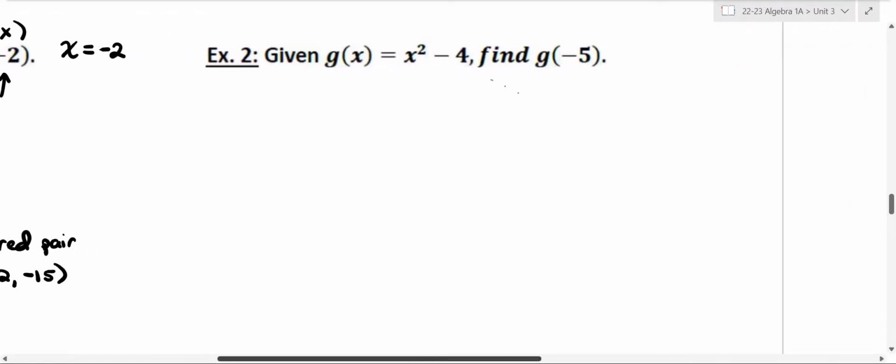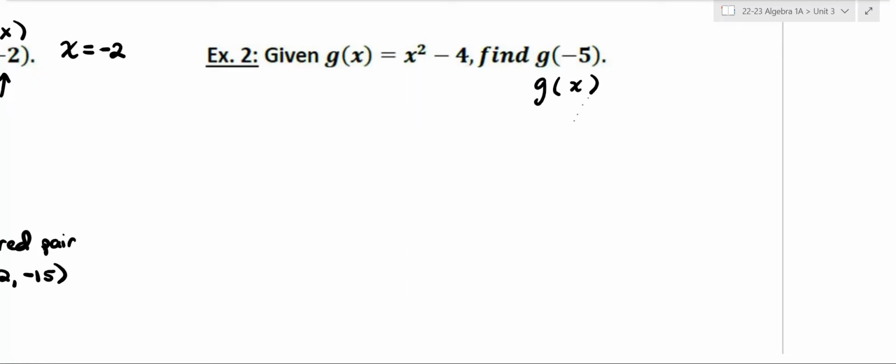All right, let's try this again. G of x is equal to x squared minus 4. They want us to find g of negative 5. Once again, notation is the purpose of the standard. This means that they've given us that x equals -5. They've given us x and they want the value of the function when x equals -5. So that means we have to plug in a -5 everywhere we see that x.